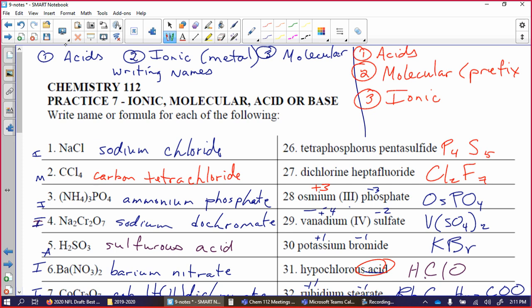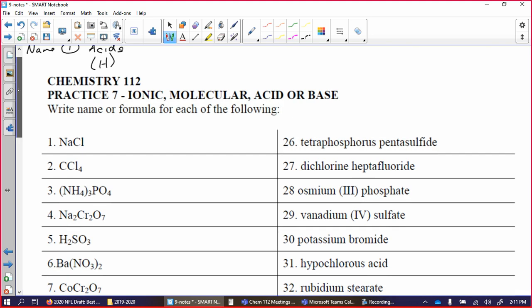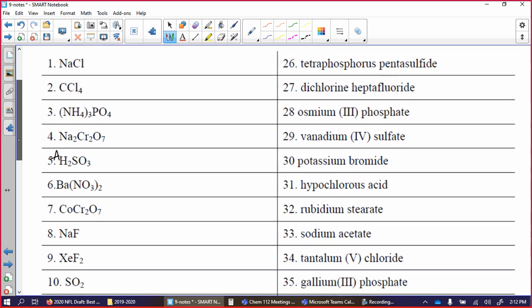I had done them and I cleared the ink. So if I'm looking to write a name, sorry, the first thing I would name is all the acids because they stick out with an H. No H, no H, no H. No, oh, that's got an H. That has to be an acid.